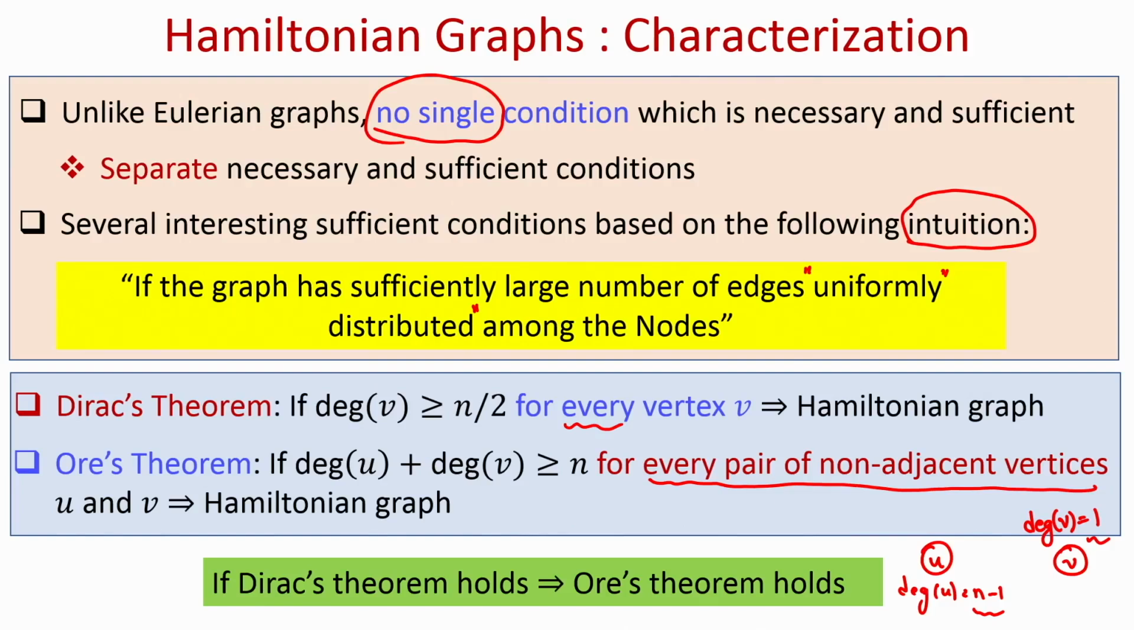I stress here that neither of these two conditions is a necessary condition. If you take a cycle graph, then the graph is Hamiltonian. You take a cycle graph of any number of vertices, it will be a Hamiltonian graph, but neither Dirac's condition holds nor Ore's condition holds.